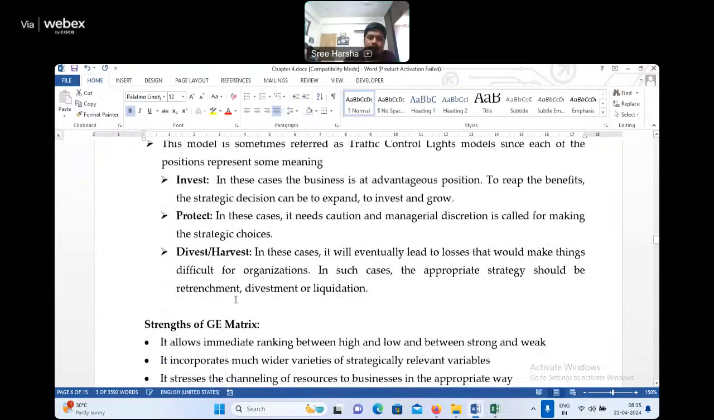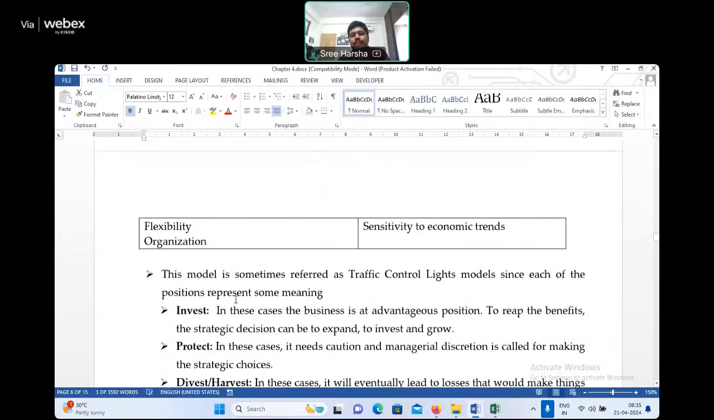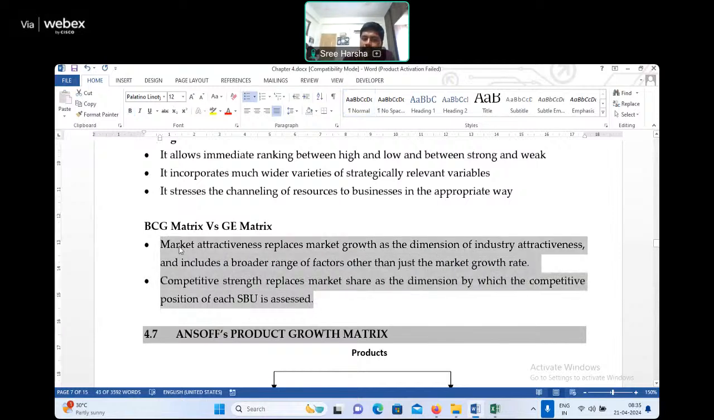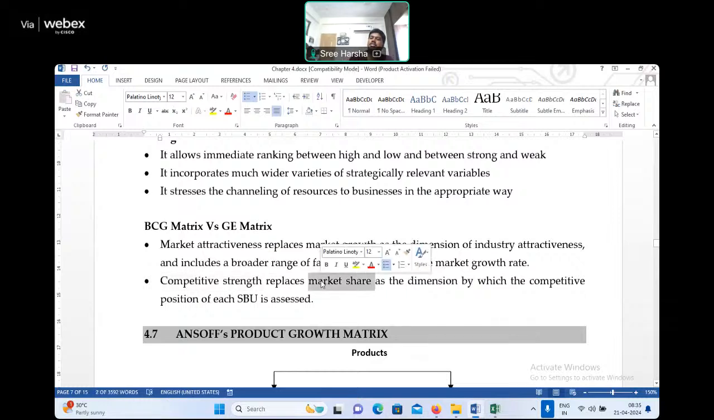Let us get into the third matrix. I said the difference between BCG and GE is that it replaces market growth with market attractiveness, and it replaces market share with competitive strength. So that's the main difference. The factors which McKinsey considers are more comprehensive. It is not just market growth, it is not just market share.